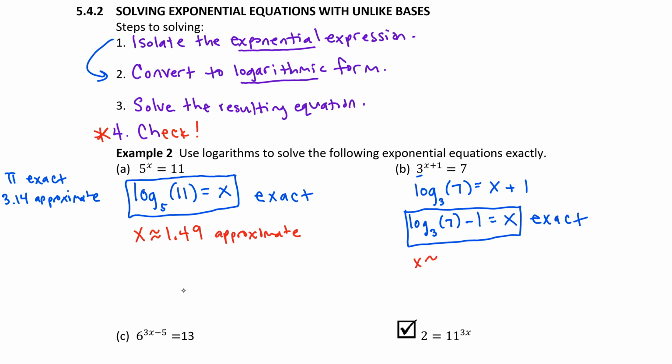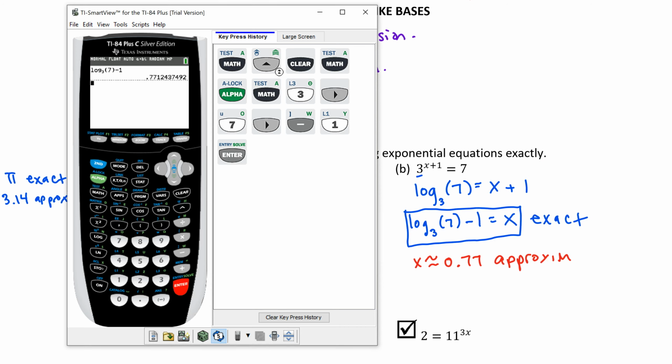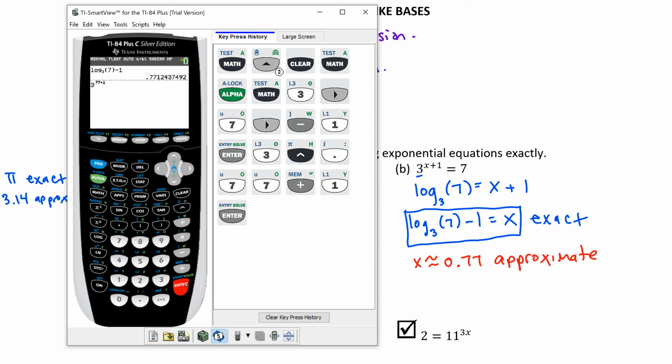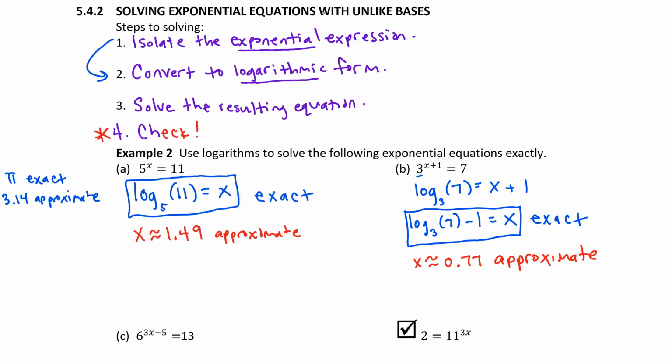So x is approximately equal to 0.77. Again, this is the approximate solution. Okay, let's go ahead and check that, and I'm just going to use the approximation simply for the reason that it's easier to type in. 3 to the 0.77 plus 1, we should expect it to be in the ballpark of 7, and it looks like we've done a good job.